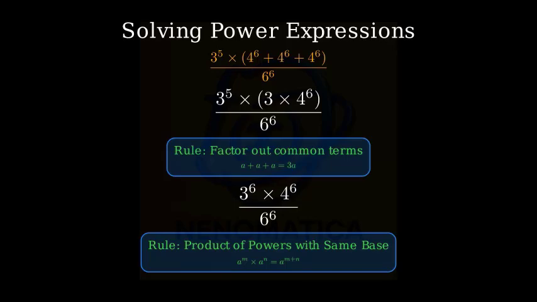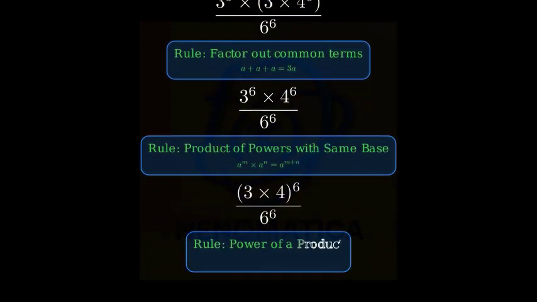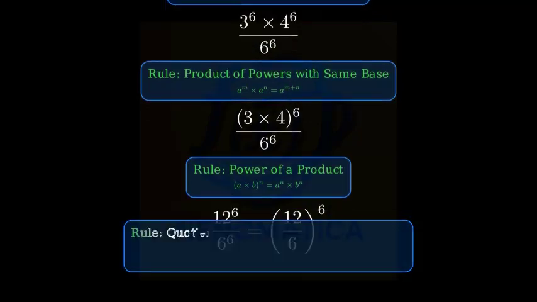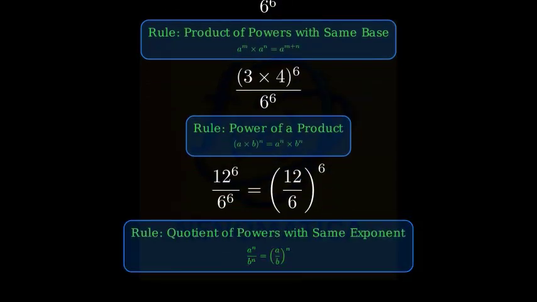Now we can rewrite this expression in a different form. Note that 3 times 4 equals 12, so we can write the numerator as 12 to the power of 6 divided by 6 to the power of 6. So we have 12 to the power of 6 divided by 6 to the power of 6.